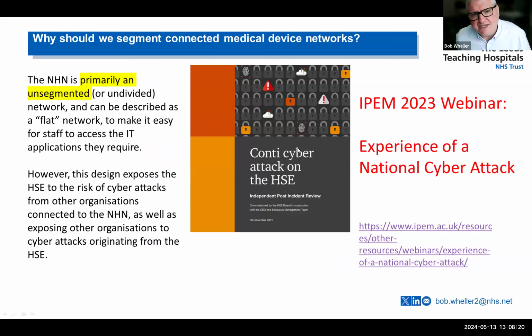Following on from that cyber attack, there was an investigation carried out, a national investigation, and this report has been published. And this report does highlight that the National Health Network, the NHN, was primarily an unsegmented or undivided network. This is what the report says, and it can be described as a flat network to make it easy for staff to access the IT applications they require.